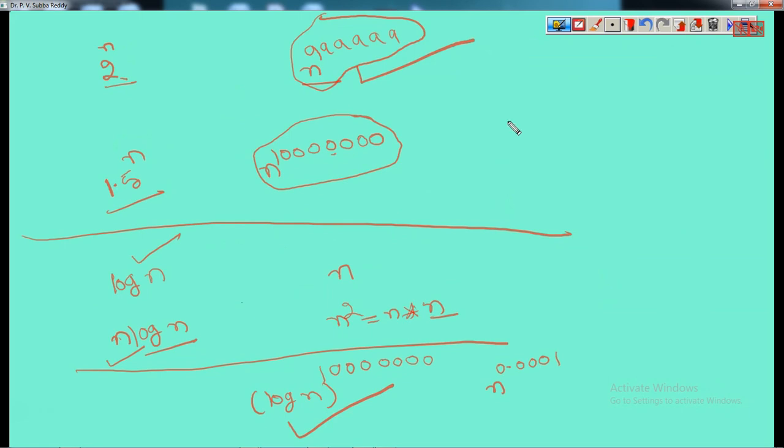That is, in general, limit n tends to infinity, log n whole power, say, b, divided by n power a, if I take, this value is smaller, this value is more, so it is 0. So that is summarized here.